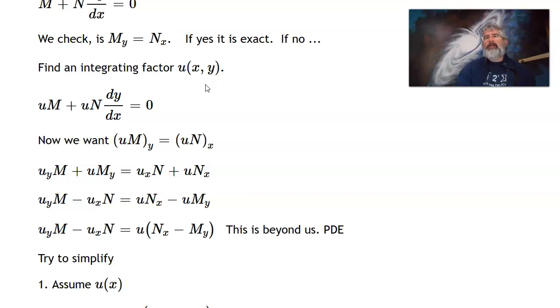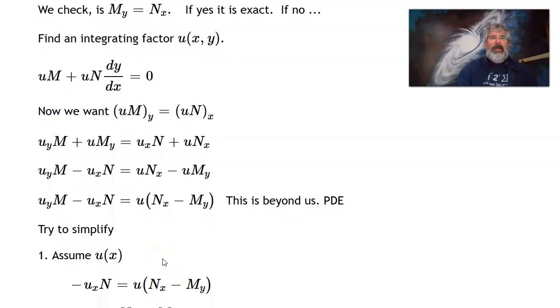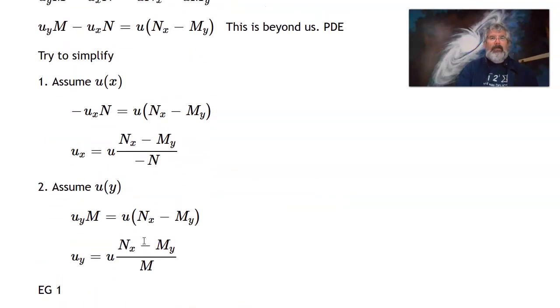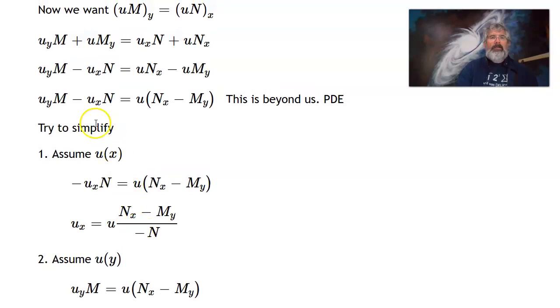All right, let's simplify it down and say, well, maybe we can find something that's just a function of x. Well, if u is just a function of x, then look at this equation here that we ended up with. The partial of u with respect to y would be 0. So that would disappear, and that equation then becomes this, which, if I solve for u sub x, would be that u sub x equals u times this thing.